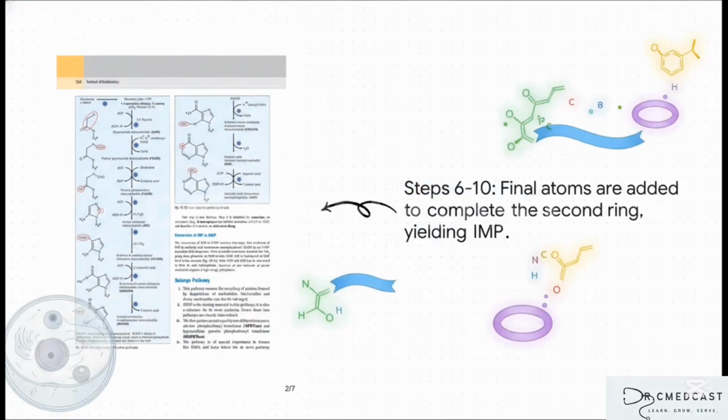All right, now for the home stretch, the second half of the build. With that first ring done, the cell gets to work on the second one. A carboxyl group is added, then an amino acid, aspartate. A piece of that gets clipped off, leaving behind a nitrogen atom. A final formyl group is added, and then, in step 10, the final ring closure happens. And what do we have? We've got IMP, the parent purine nucleotide. This is the molecule that everything else is going to be built from.